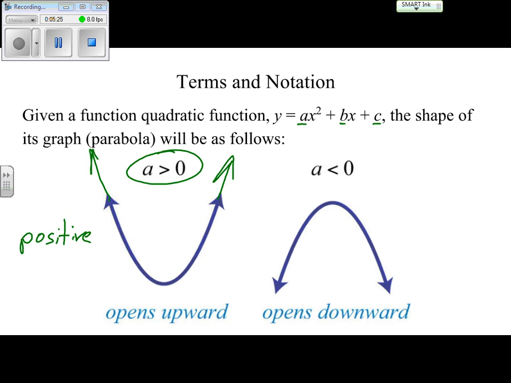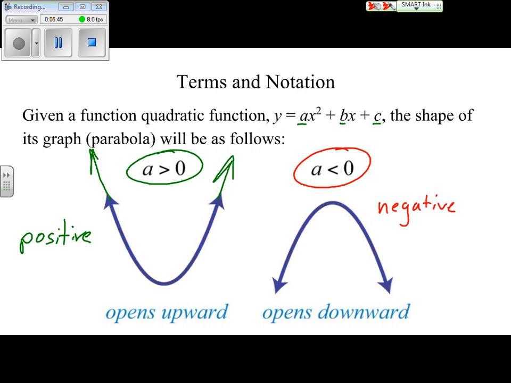If our a is less than 0, then we are going to have our graph opening downward. And again, what does it mean to be less than 0? It must be negative. So any negative a value, meaning there's a minus sign or a negative sign somewhere in front of our x squared, that means that our graph is going to open downward.